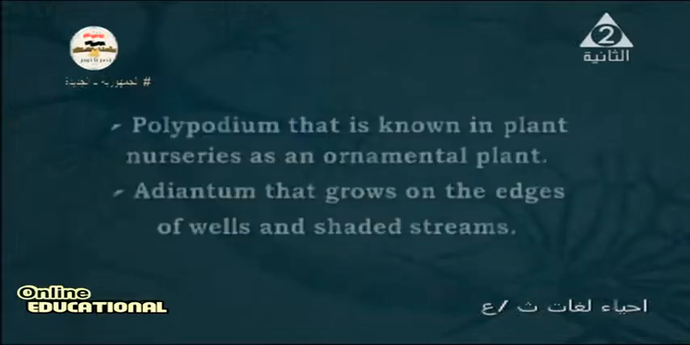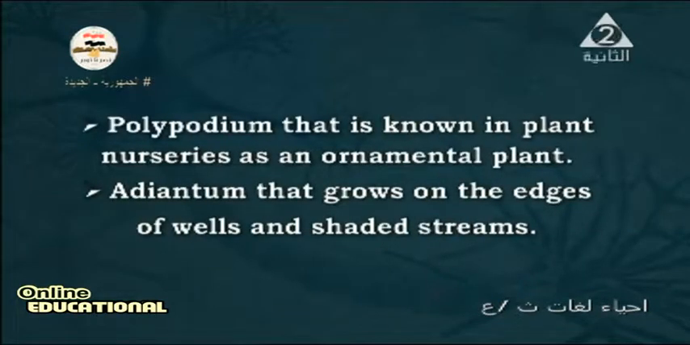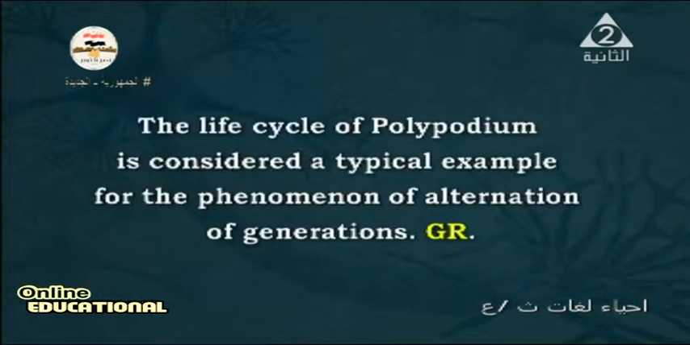What happens in Polypodium? Polypodium is a type of plant that we call an ornamental plant. Ornamental plant means a plant used for decoration, like Adiantum, which grows on the edges of wells and shaded streams. Polypodium is considered the typical example for the phenomenon of alternation of generation. We say it is an ideal example for alternation of generation.